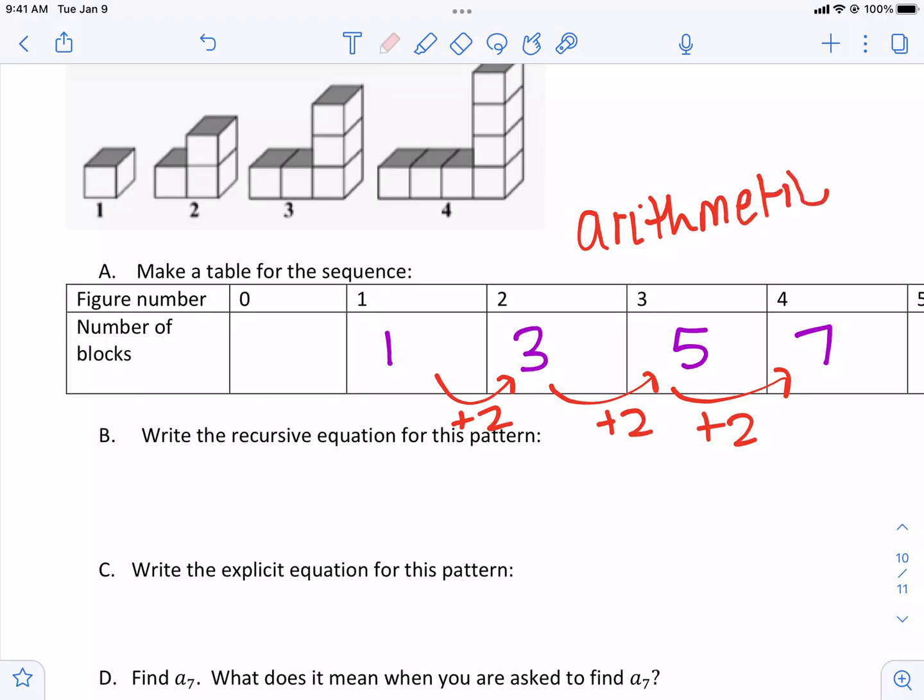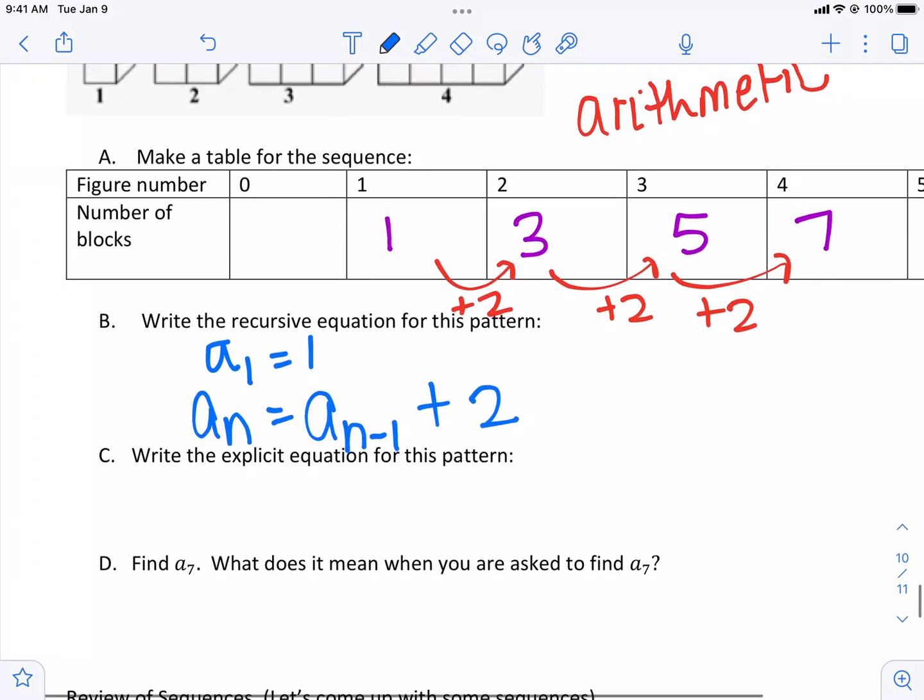The recursive equation, you could take any term, like the first term, and start there. So the first term is 1, and to find any term, take the term before it and add 2. And then write the explicit equation for this pattern.